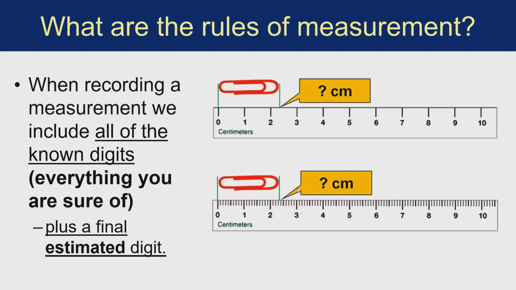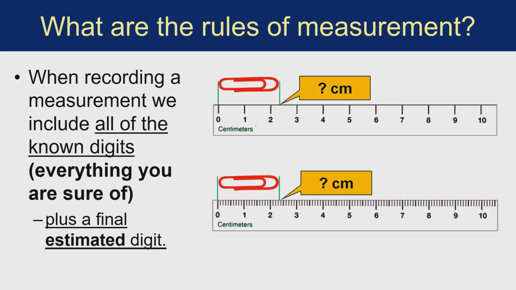And because we are fantastic scientists, we are allowed a final estimated digit. Let's break down what that means, looking at these two rulers measuring the same red paperclip. The first thing we're going to notice is that this ruler and this ruler are different. Yes, they are both centimeter rulers, but the bottom ruler has 10 graduations or tick marks between the numbers, and the top one does not.